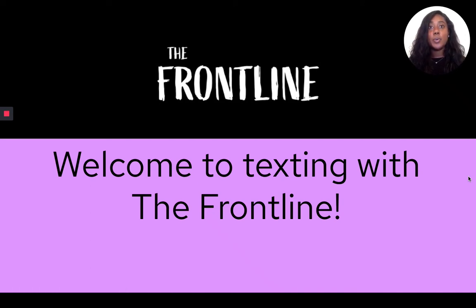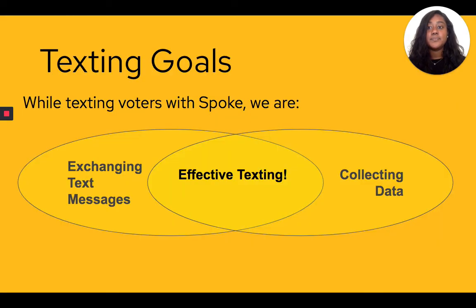In this training, we'll review how to text using our peer-to-peer texting tool, Spoke. We'll also cover how to access messages we get from voters as well as how to respond. It is important to remember that when we're texting, we are doing two things: sending messages back and forth to have quality conversations and also saving important data to use for later.